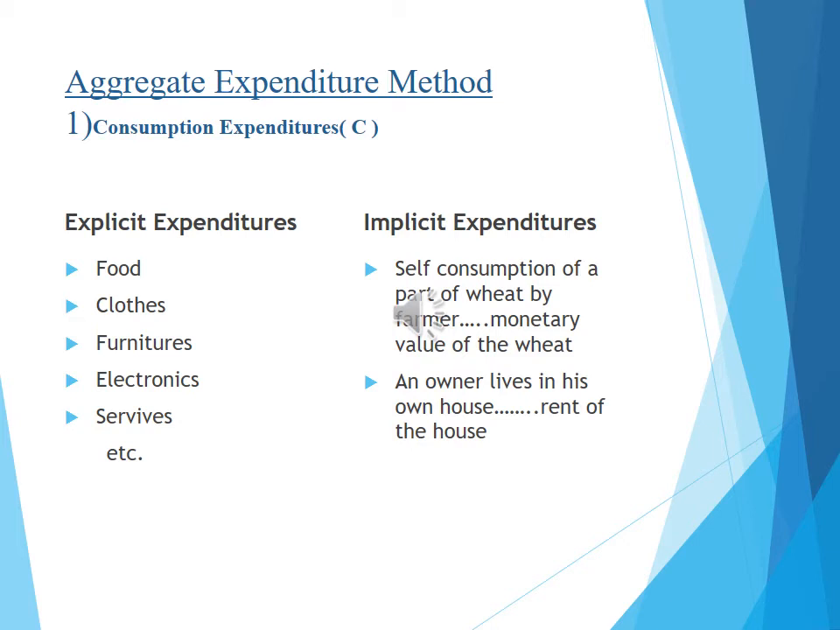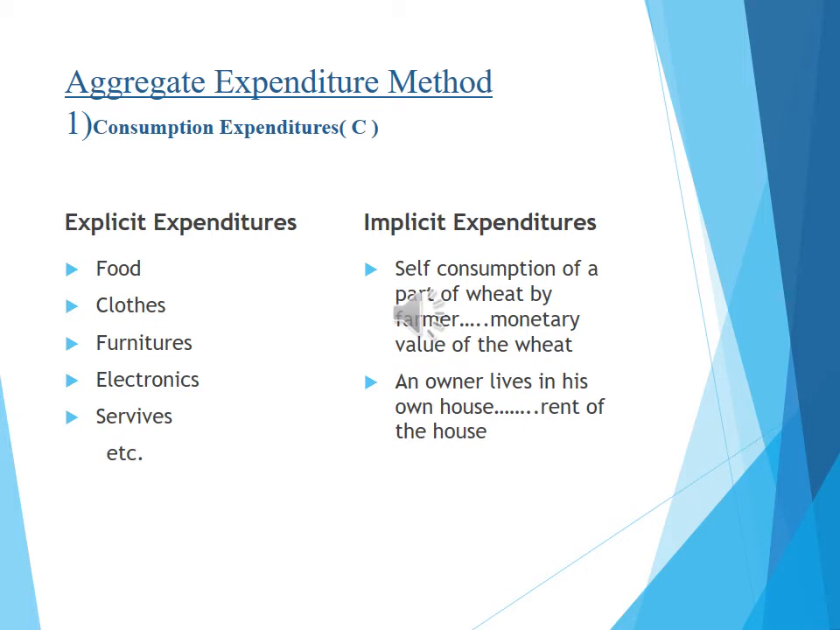For example, the self-consumption of a part of the wheat by the farmer. As the major part of the wheat produced by a farmer is sold out in the market in terms of money, but a small part of produced output is kept by the farmer for personal use, and as it is not measured, it is not counted in monetary units, it remains uncounted. So the monetary value of the wheat should be included.